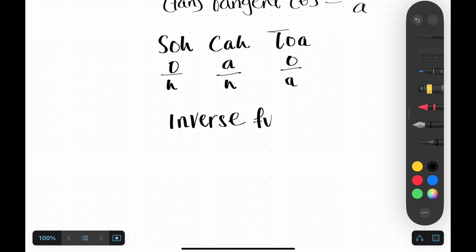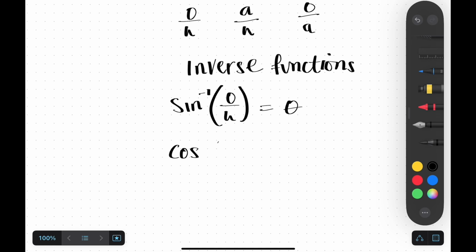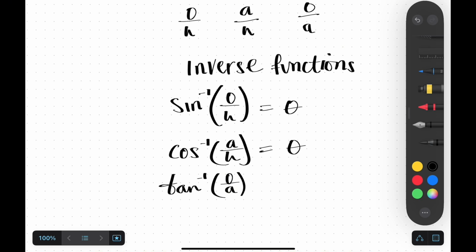There are inverses of these functions, which simply do the same thing in reverse. So inverse sine takes opposite over hypotenuse as an input and returns theta. Inverse cosine is adjacent over hypotenuse, and inverse tangent is opposite over adjacent and returns theta.